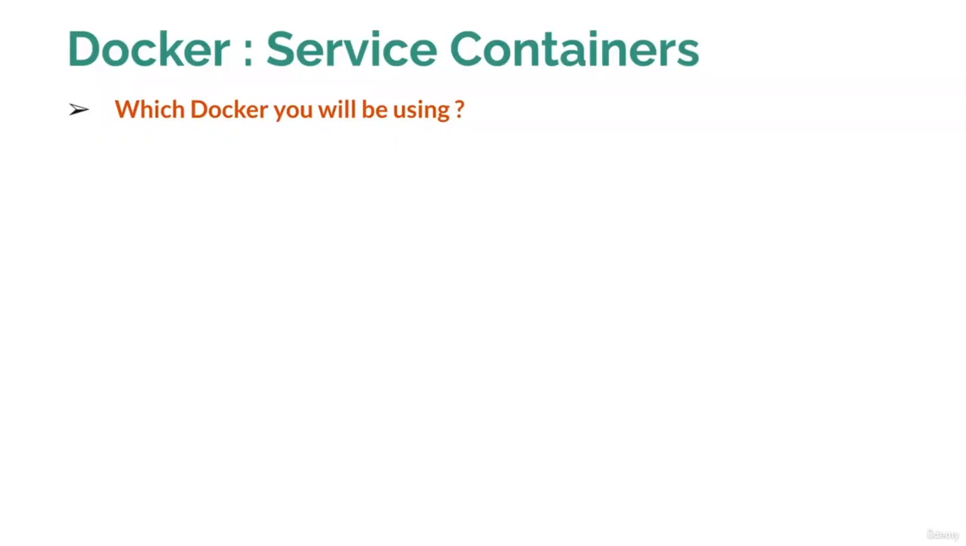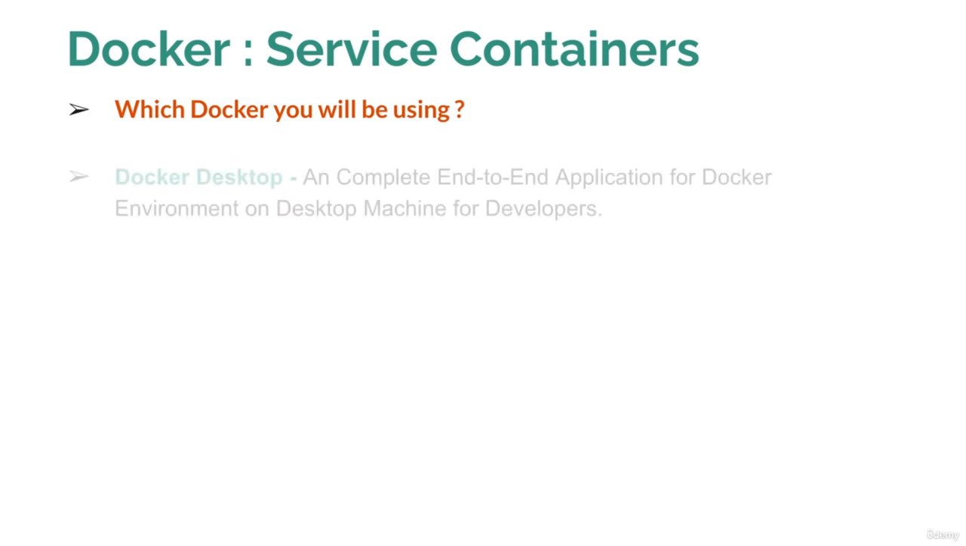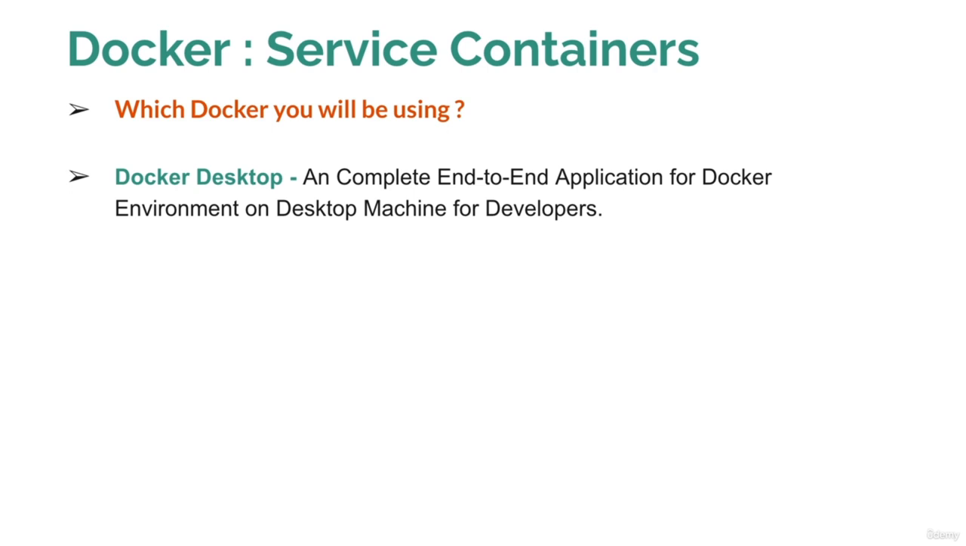Very first, whenever you are going to start with Docker, the first question is which Docker you will be using. There are multiple flavors available, and we need to decide which is suitable for us. Majorly there are two things you need to consider while installing Docker, and the first is Docker Desktop. Docker Desktop is a complete end-to-end application for the Docker environment on a desktop machine for developers. It is only suitable for local installation, I mean the desktop installation.